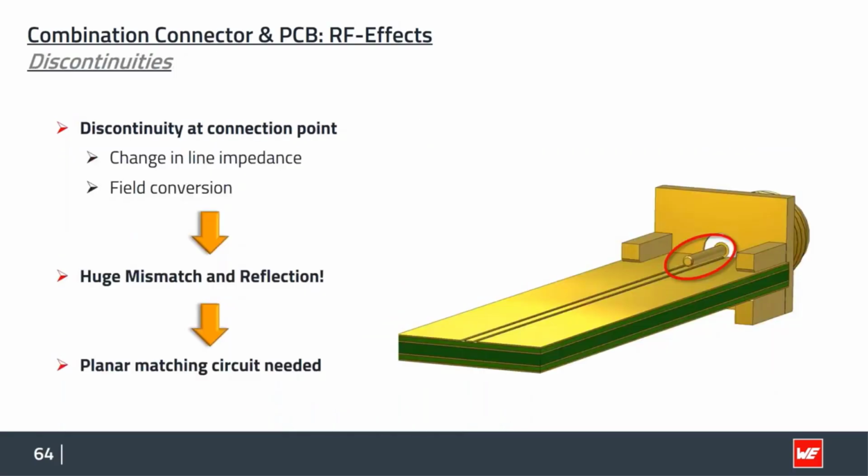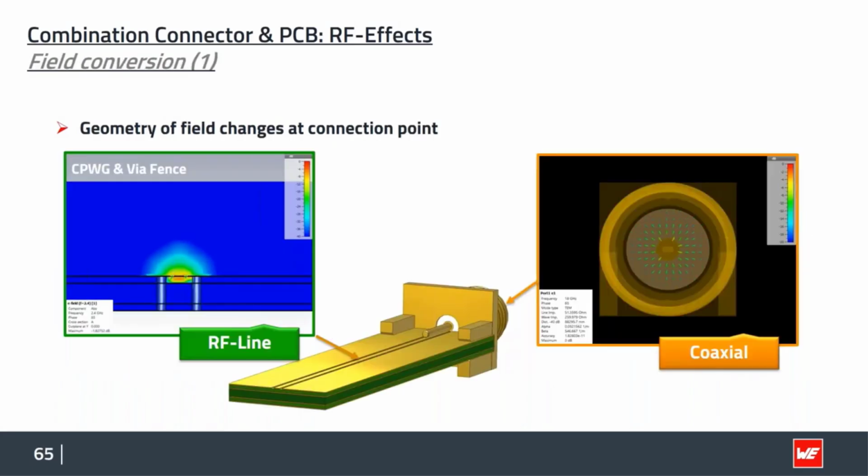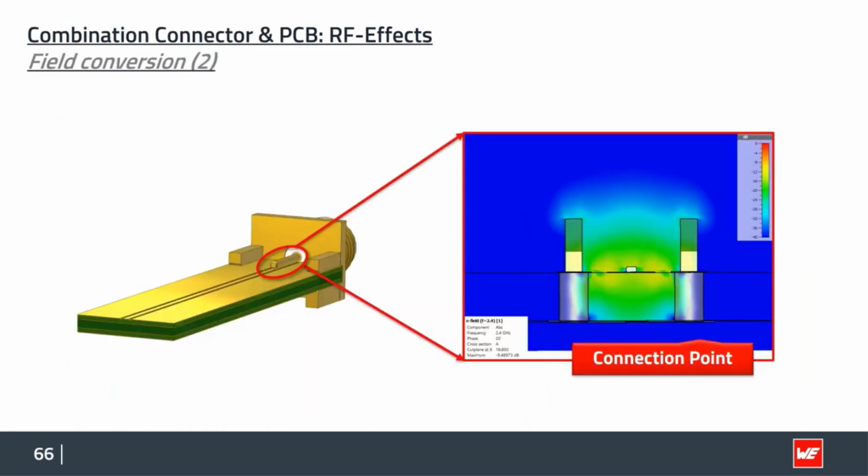And if we do not react to it and optimize our layout for this PCB, we will have huge mismatch and reflection. That's why we need planar matching circuits. If we look exactly at the point where the connector ends and the PCB begins, we can see a really huge field spread there. And you can imagine that not all of this energy will go onto this small transmission line if we do not act and optimize our system.